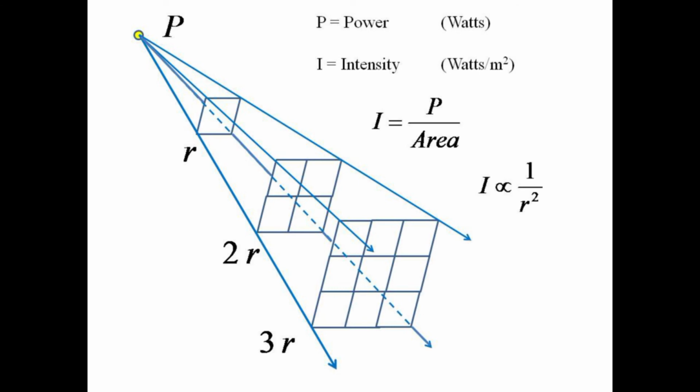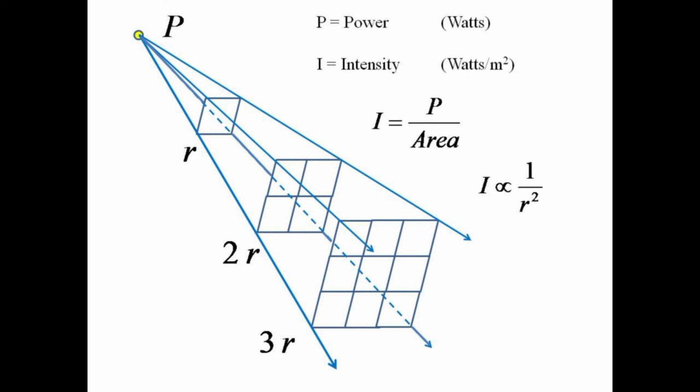Imagine a detector, shown here with a square entrance pupil, placed at distance r from a point source of light. If the distance is increased to 2r, then the same amount of light energy now passes through 4 times the area, and the intensity thus decreases by a factor of 4. Increasing the distance to 3 times the original distance decreases the light intensity by a factor of 9.